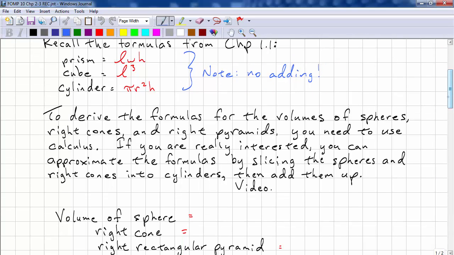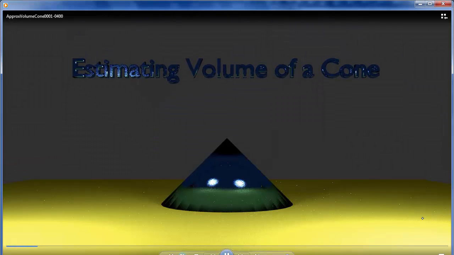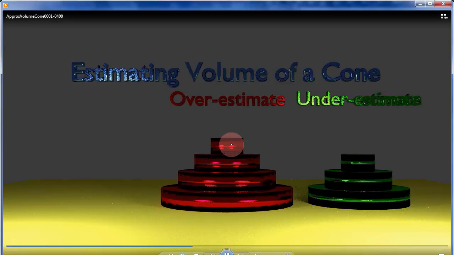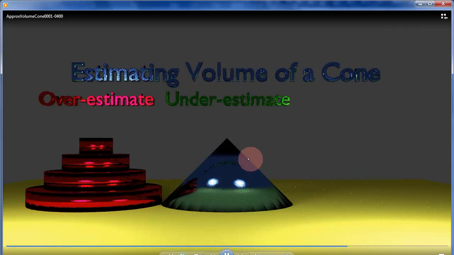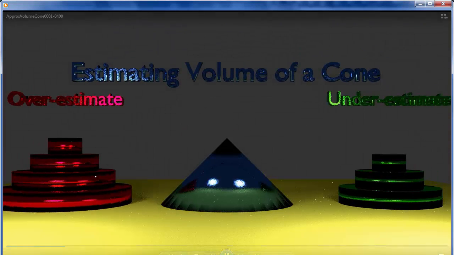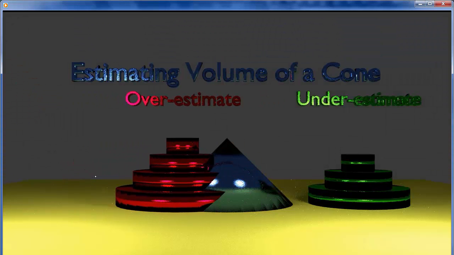To derive the formulas for the volumes of spheres, right cones, and right pyramids, you need to use calculus. If you're really interested, you can approximate these formulas by slicing up the spheres and right cones into cylinders and adding them up. We can look at this video to show us how we can get an estimate. We can overestimate, and we can get an underestimate, which is inside the cone. This one's outside the cone. To get a better estimate, you just average the two. I'll leave that as an exercise for yourself.